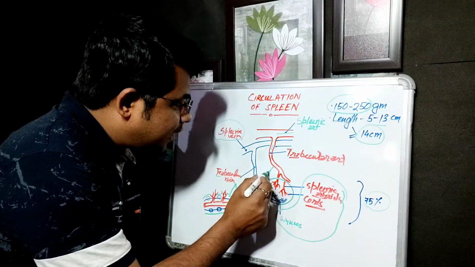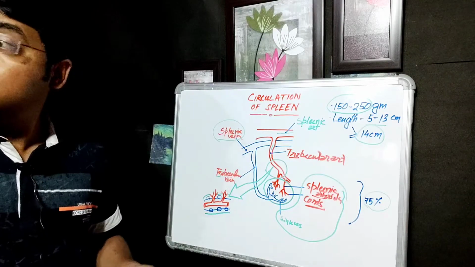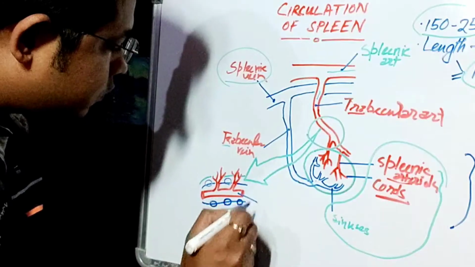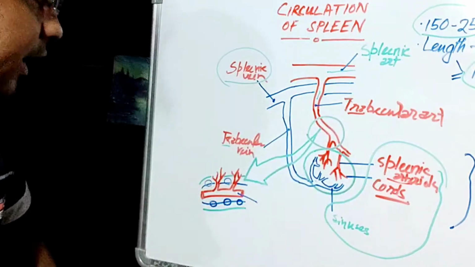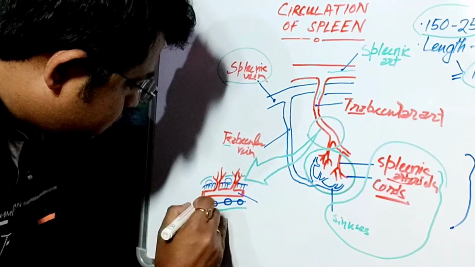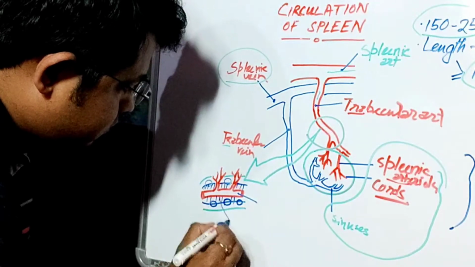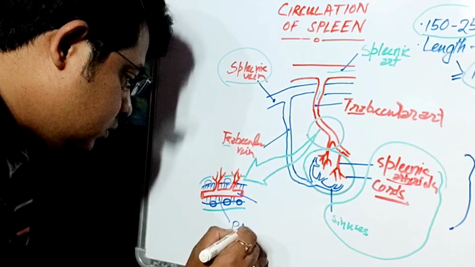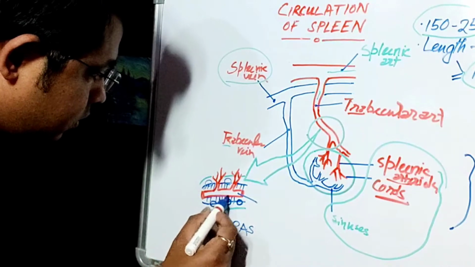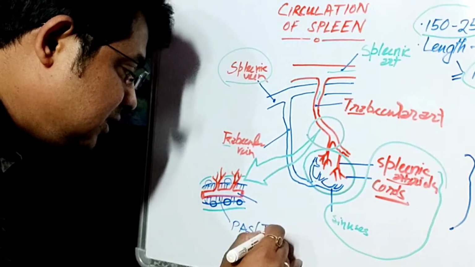Now let's have a closer look at this portion of the circulation. So at the center there is this central arteriole, or the terminal portion of the trabecular artery, and the surrounding region is known as the periarteriolar sheath. This region is comprised of the T cells.